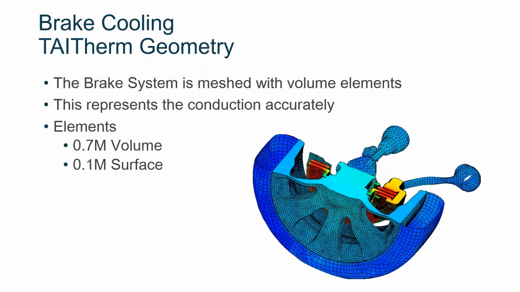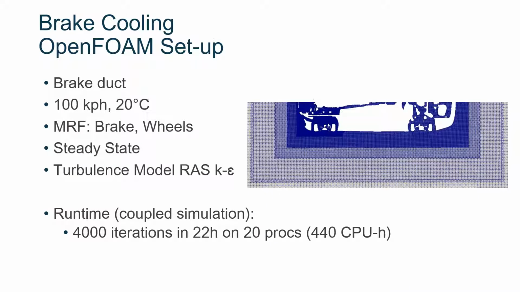The TAITherm geometry is shown here. It is a volume meshed to represent the conduction accurately. So you see the heat from the brake disc goes to the rim and the axle. Simulation setup: we have the brake duct. We're running 100 km per hour, MRF on the brake and the wheels. It's again steady state with the k-epsilon turbulence model. And this coupled steady state run takes about 22 hours on 20 processors.